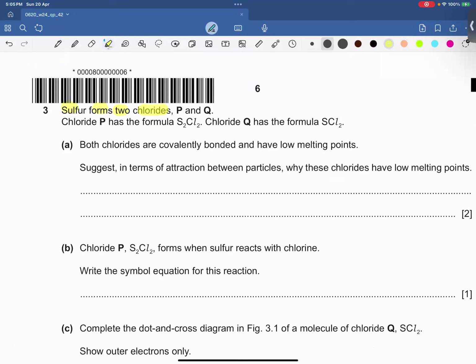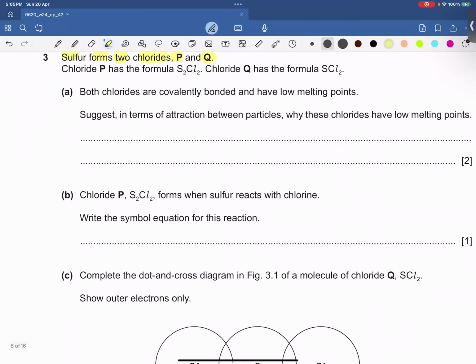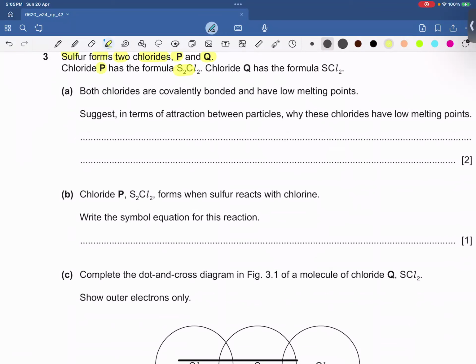Sulfur forms 2 chlorides, P and Q. Chloride P has the formula S2Cl2 and chloride Q has the formula SCl2. In the Cambridge examination, I have solved a question on this formula. Okay, I hope you remember that. Both chlorides are covalently bonded and have low melting points. In terms of attraction between particles, why do these chlorides have low melting points?